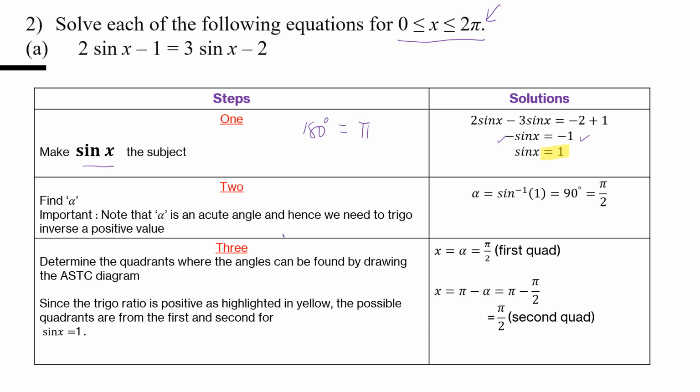All right, then step number 3 is our ASTC again. We're talking about angle between 0 to 2 pi, so it's angle measured in an anti-clockwise direction. Since we're talking about a positive answer for sine x, it will come from your first and second quadrant. The first quadrant will just be alpha itself, which is pi over 2. Second quadrant is pi minus alpha, so pi minus pi over 2 also gives you pi over 2.